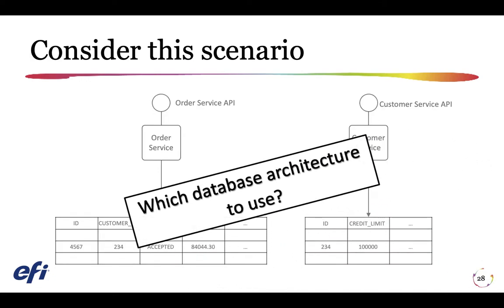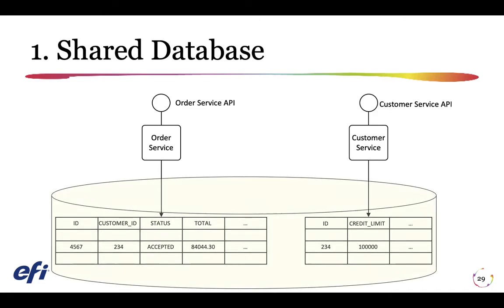How would we put this data? Which database architecture will we use? The simplest approach which we can think of is to create two tables, one for the order service and one for the customer service, and put them in a single database. Now, both the order service data and customer service data exist in the same database and are accessible for both the services. Good.